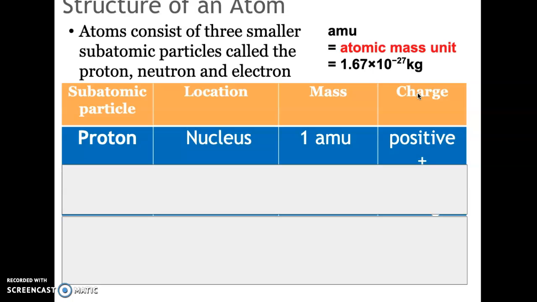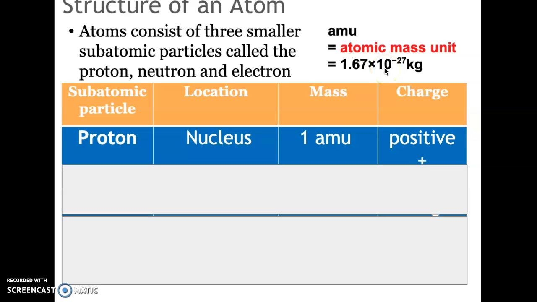So the first subatomic particle is a proton. It's located in the nucleus of an atom, so that's right in the middle. I'm going to show you an image on the next page. Its mass is 1 atomic mass unit, and that is a really small number. So that's 1.67 times 10 to the negative 27.